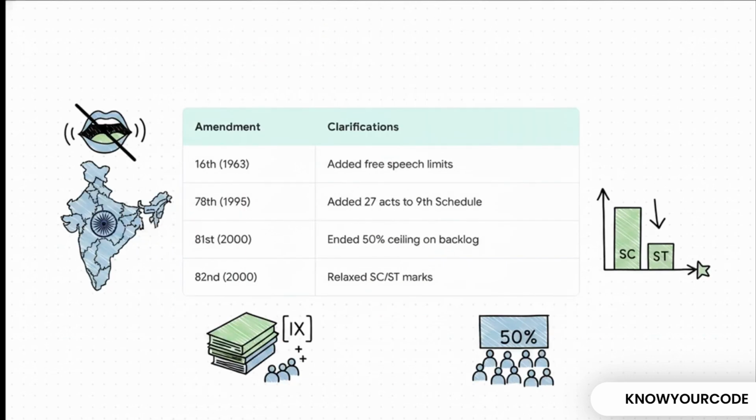You'll also notice Parliament periodically tweaks the rules to clarify rights and policies. The 16th Amendment added the sovereignty and integrity of India as a totally valid reason to restrict free speech. The 78th threw 27 more land acts into our old friend, the protective Ninth Schedule. The 81st is super interesting. It lets states carry forward unfilled minority job quotas, backlog vacancies, to the next year without being blocked by an older rule that capped total reservations at 50%. And the 82nd allowed lowering qualifying exam marks for scheduled caste and scheduled tribe promotions.